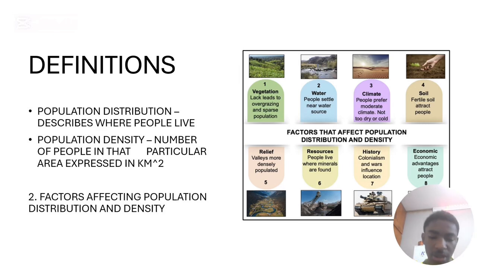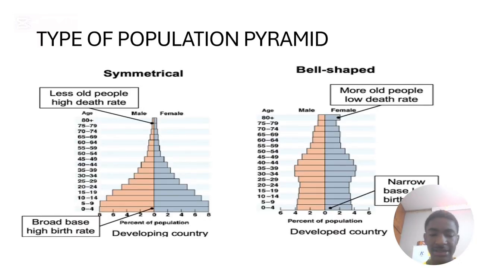Then we move to another slide. I hope you understood the definition, differences, and the factors that are affecting population distribution and density. Right, now let's move to the next slide. So, types of population pyramid. I love this one. I love this one so much.